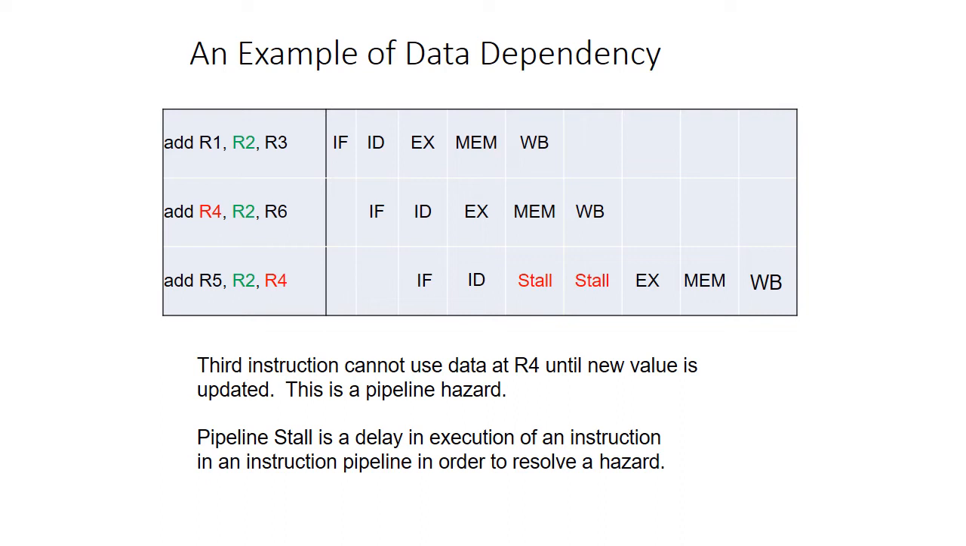So here a stall is happening. The third instruction cannot use data at R4 until the new value is updated. This is a pipeline hazard, and a pipeline stall is a delay in the execution of an instruction. So if there is any dependency of one instruction on another instruction, that's called a data hazard of the specific register. And the waiting time or the delay time in execution for the data hazard is called the pipeline stall.